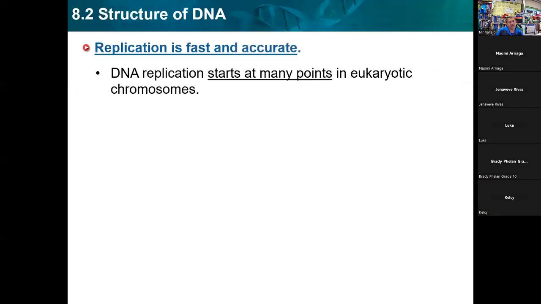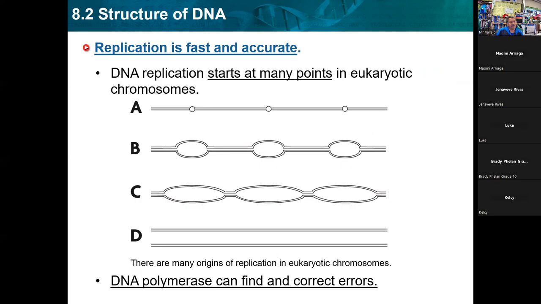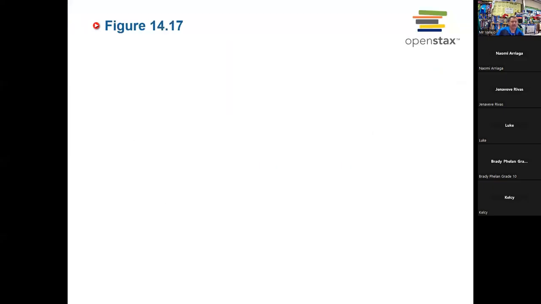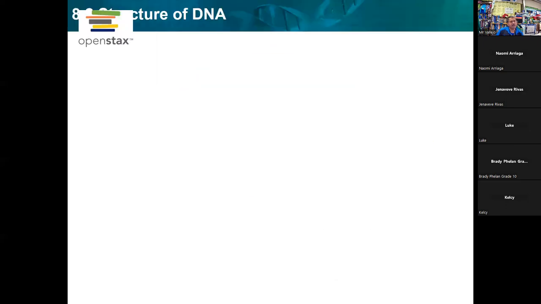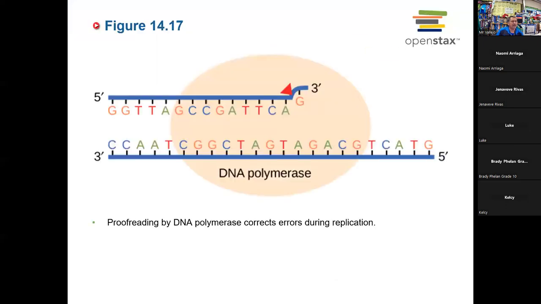Again, it's fast and it's accurate. It starts at many points, as we saw already. DNA polymerase can also, at the bottom, you can see, find and correct those errors. And that's what's happening right there in this graphic. You can see the DNA in this graphic, and remember A goes with T and C goes with G. Here's A, this should be T. DNA polymerase is knocking this G off, and putting a T back behind there.